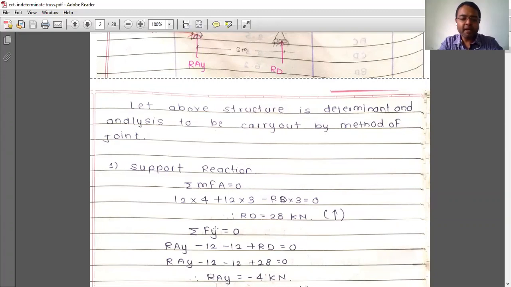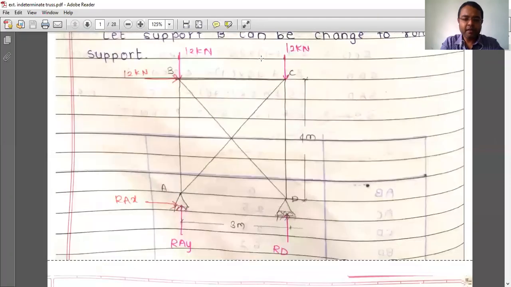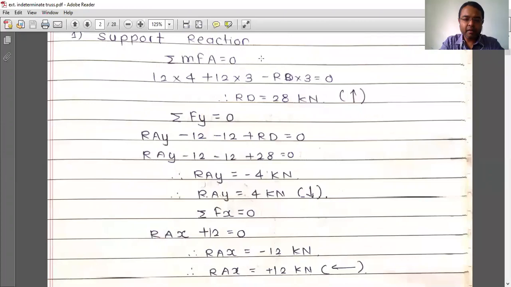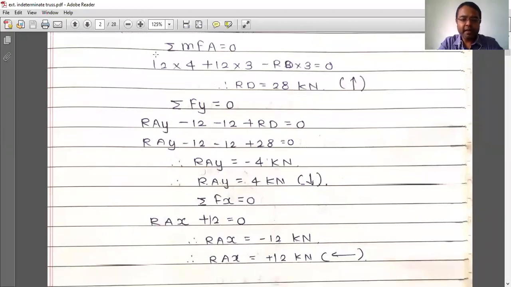Next, apply summation Fy equal to 0. Apply summation Fy equal to 0 to this diagram. So RAY going upward and RD going upward, take it as positive. RAY plus RD minus this 12 minus this 12 Newton force. Likewise, we can apply summation Fy equal to 0 and you can get the value of RAY.